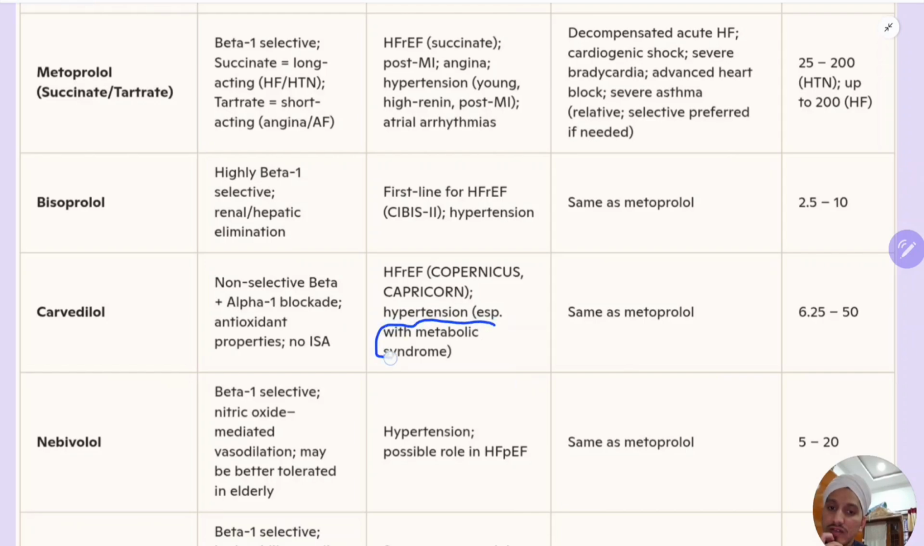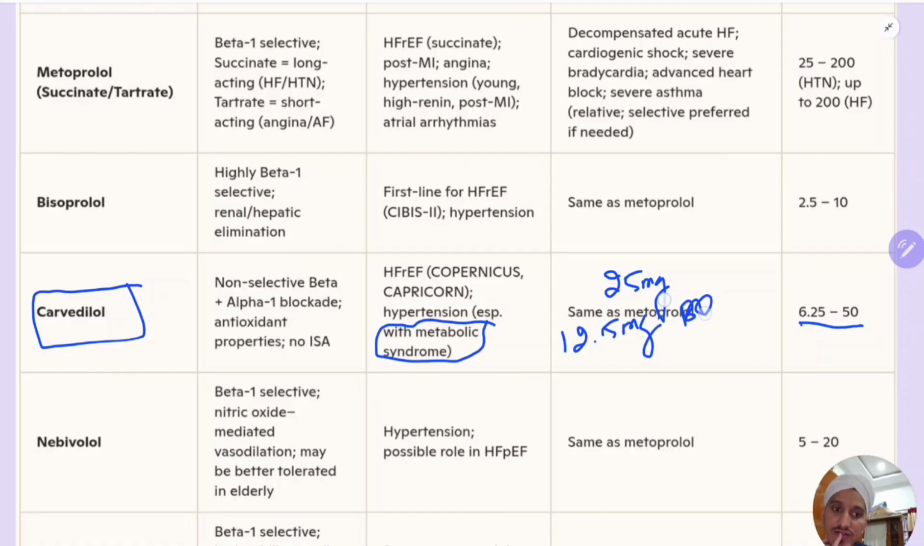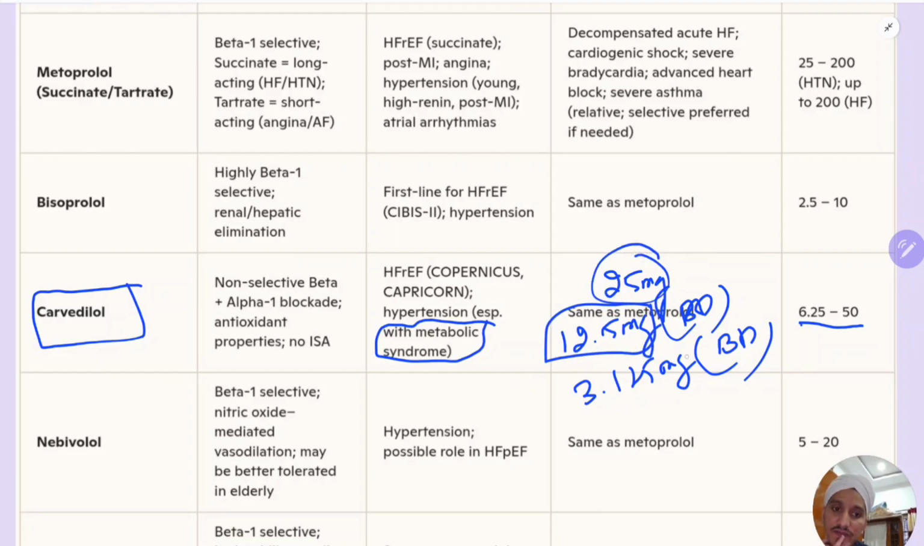So important properties: vasodilator beta blocker with antioxidant properties. So I think this is a very good beta blocker that can be used in patients with heart failure having diabetes mellitus, hypertension, dyslipidemia because of its antioxidant properties. Usually the dose is 6.25 mg up to 50 mg you can use. The target dose in heart failure is 12.5 mg BD, starting dose is 3.125 mg BD, and target heart rate should be between 50 to 60.